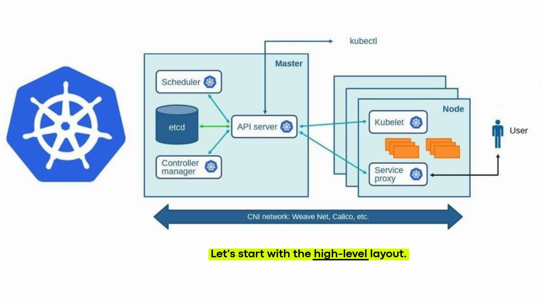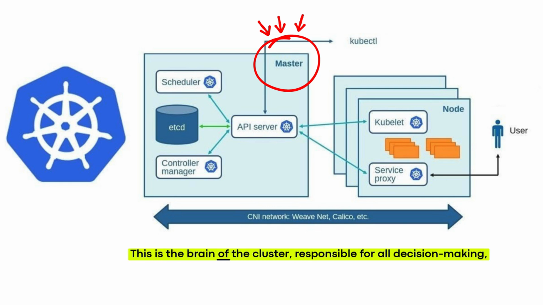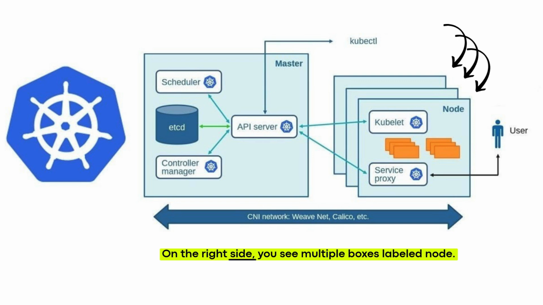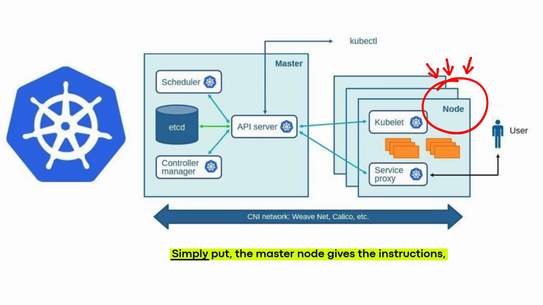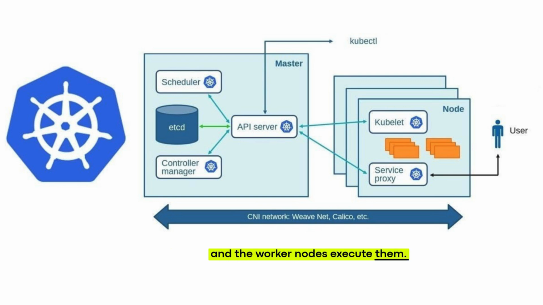Let's start with the high-level layout. A Kubernetes cluster is essentially divided into two main parts. On the left side, the large box you see is the master node, also known as the control plane. This is the brain of the cluster, responsible for all decision-making, scheduling, and overall state management. On the right side, you see multiple boxes labeled node. These are the worker nodes. This is where your actual applications and workloads run in containerized form. Simply put, the master node gives the instructions, and the worker nodes execute them.